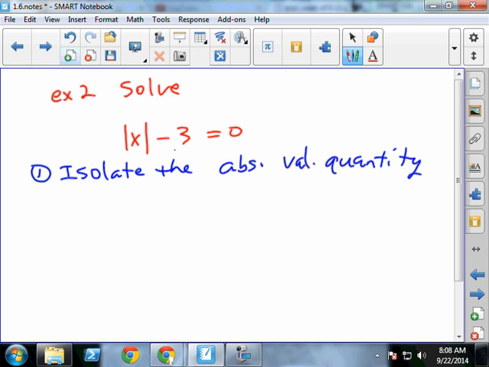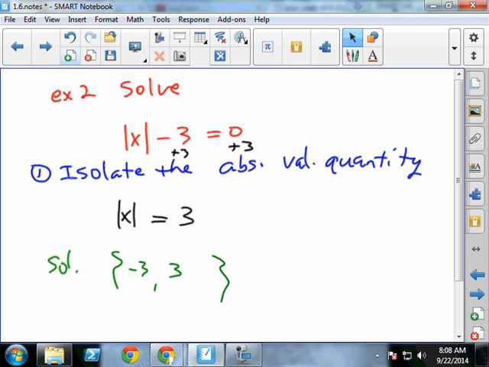So that means I'm going to have to add 3 and add 3. So I get the absolute value of x equals 3. And hey, wait a minute. Boy, this looks just like the last one, doesn't it? What's our solution here? The solution is, anybody? Negative 3 and positive 3.